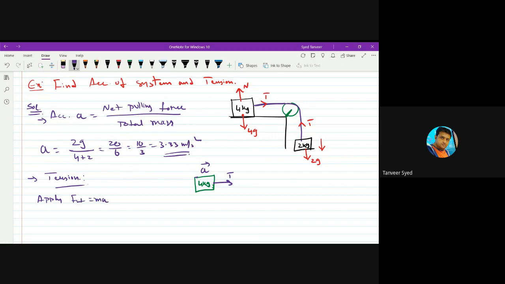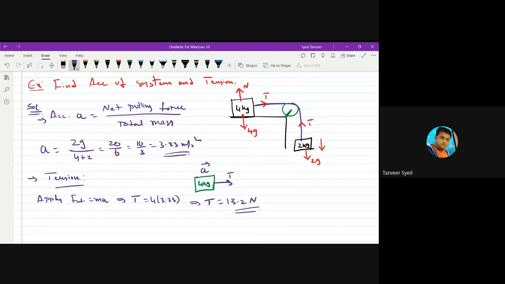what is the net force? Only T. T is equal to mass 4 times acceleration 3.33. That means T is how much? 12 point or 13 point something? 13.2, sir. 13.2 Newton is the tension.